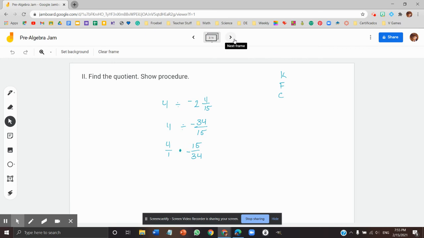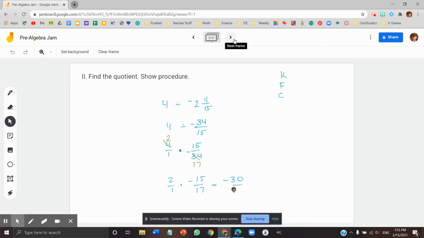Now that I have it this way, now I can simplify. And I can simplify the 4 with the 34 because they're both divisible by 2. So 4 divided by 2 is 2, and 34 divided by 2 is 17. Now I know that looks like a bunch of gibberish, so I'm just going to rewrite it. I ended up with 2 over 1 times negative 15 over 17. Now I can multiply from left to right. And 2 times negative 15 is negative 30.